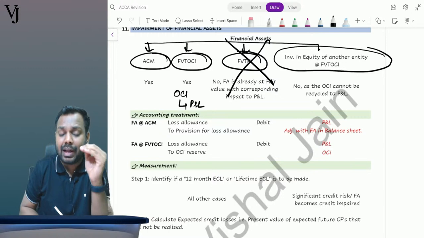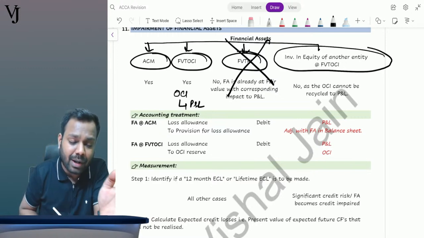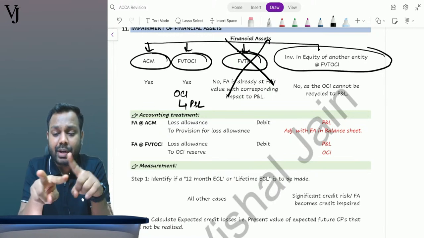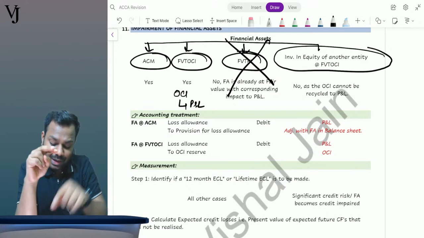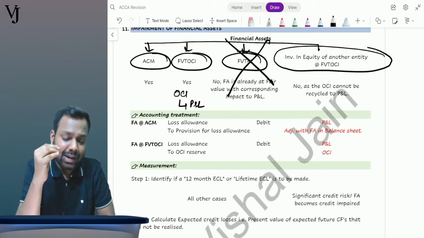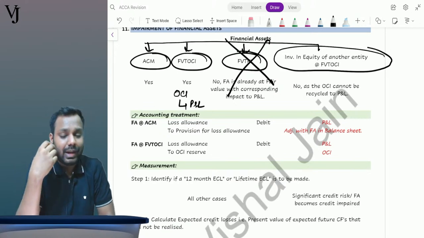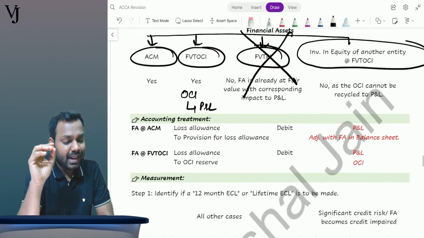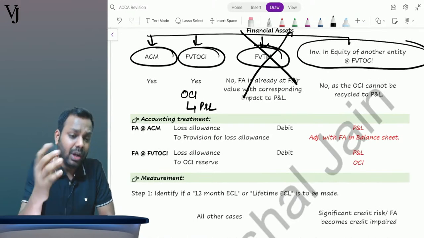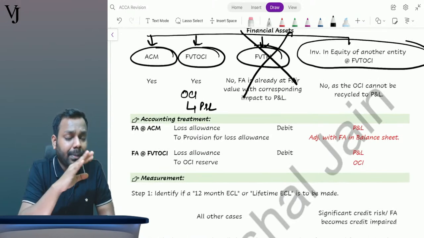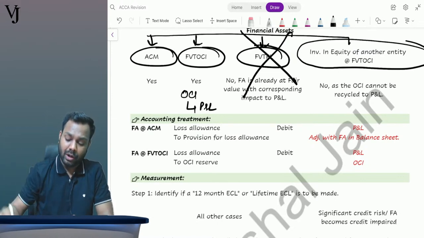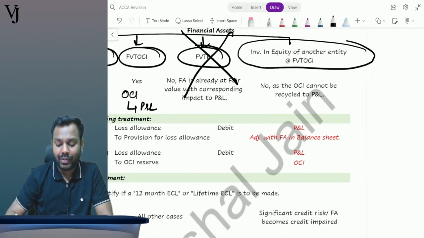What I have to do here is transfer the amount of impairment loss from OCI to P&L, because whenever there is an impairment of financial asset, two things should happen: the value of the FA should reduce, and the impact should go to P&L. In case of assets at FVT P&L, the asset is already at fair value and the impact goes to P&L, so it is not required to be impaired. For assets at FVT OCI, the value is already at fair value, but the impact doesn't go to P&L. So I will not impair the asset, but I will transfer the amount of impairment loss from OCI to P&L.